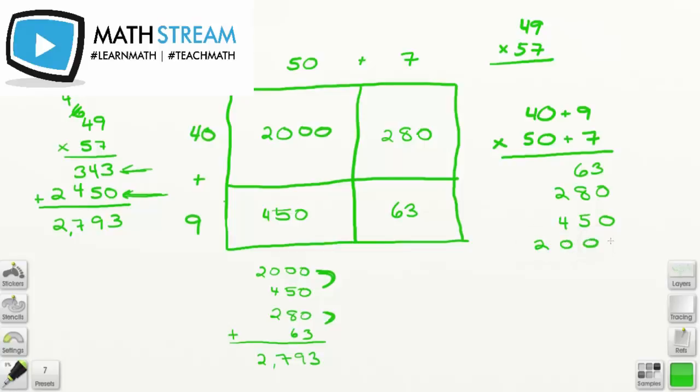Once again, these numbers should look very familiar to you. In fact, they're exactly the same numbers that I had over here in the box method. They're flipped around just because of the way that I've written them, but exactly the same numbers. And those numbers are the same as the numbers that we got up in the traditional method. So when we sum them, we will get the same answer, 2,793.